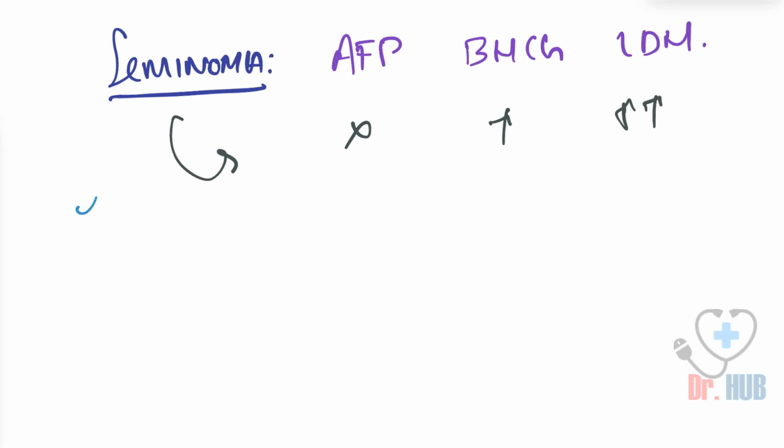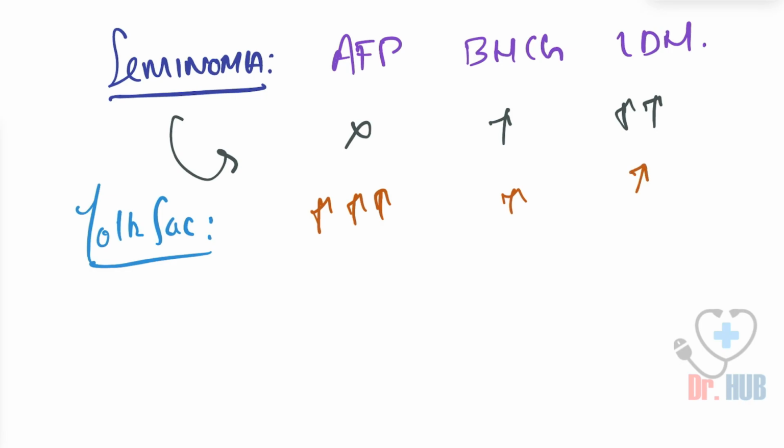Then we look at the yolk sac tumor. So what happens in the yolk sac tumor? There is a significant increase in the AFP. And in terms of the beta HCG and LDH, it is also present, but if you look at AFP, it is significantly high.